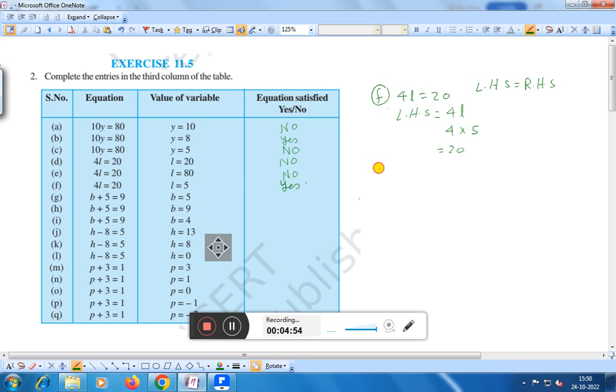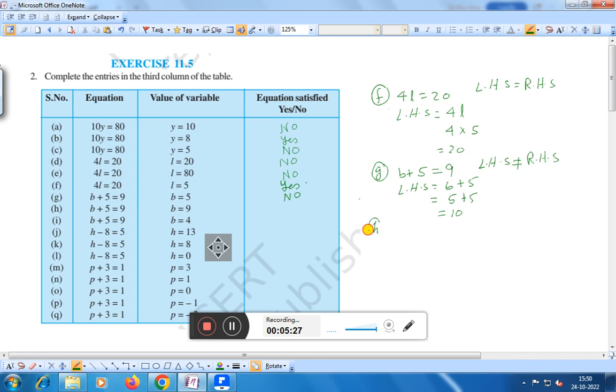Now, question number G. Question number G is b plus 5 is equal to 9. Left hand side is b plus 5. What is the value of b? The value of b is 5, that is 5 plus 5 is equal to 10. Therefore, left hand side is not equal to right hand side. Therefore, this doesn't satisfy. Therefore, the answer is no.